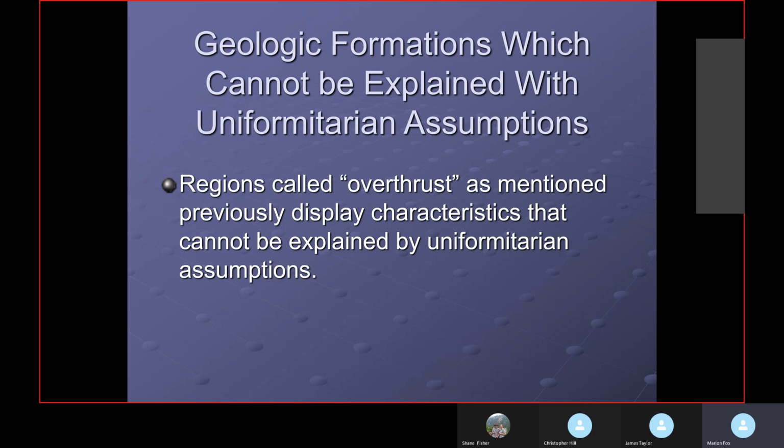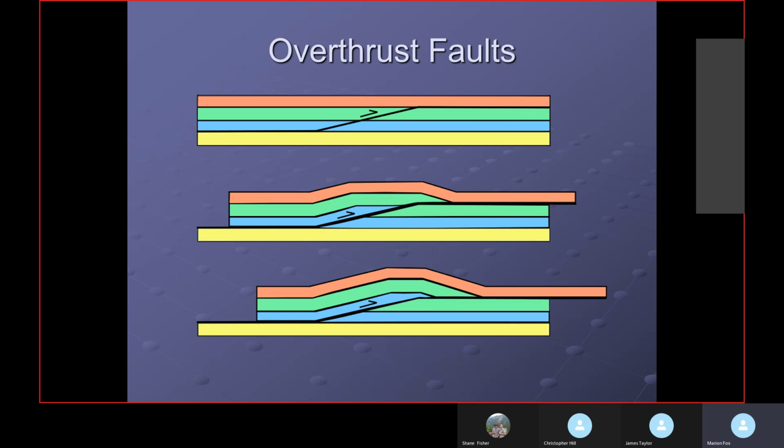That's all it does. Here's some geologic formations which cannot be explained with uniformitarian assumptions, slow, gradual changes. We have regions called overthrust, as mentioned previously. We discussed them a little bit previously. They display characteristics that cannot be explained by uniformitarian assumptions. Now, overthrust faults, they call them.